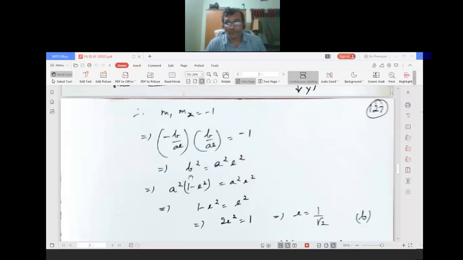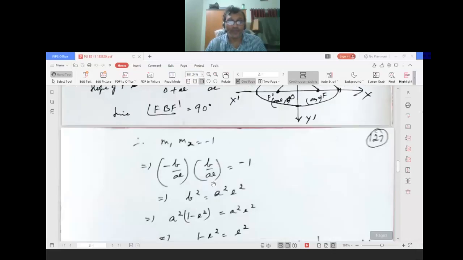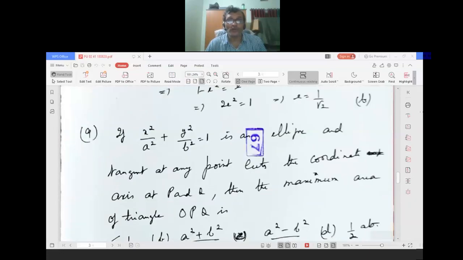Now, because I have to find e, naturally we have to use the formula b squared equals a squared into 1 minus e squared. A squared gets cancelled. Then it is a very simple step: 2e squared equals 1. So e squared is 1 by 2. So e equals plus or minus 1 by root 2. But e is always positive. So e is 1 by root 2. That is the second option. I hope it is clear to you.